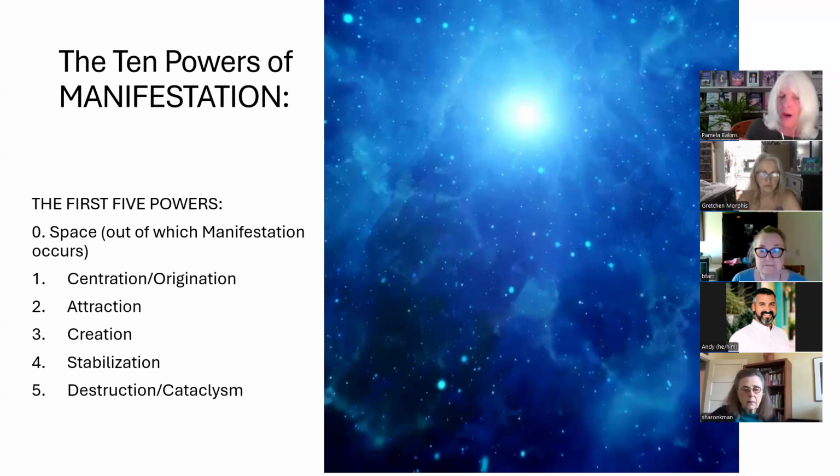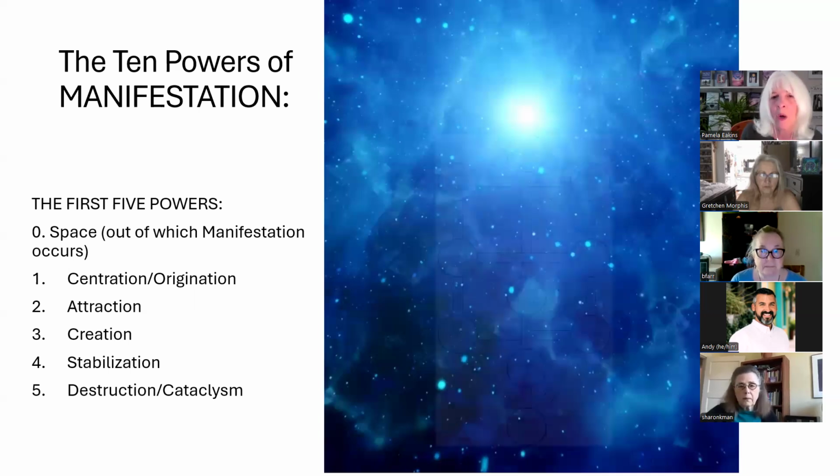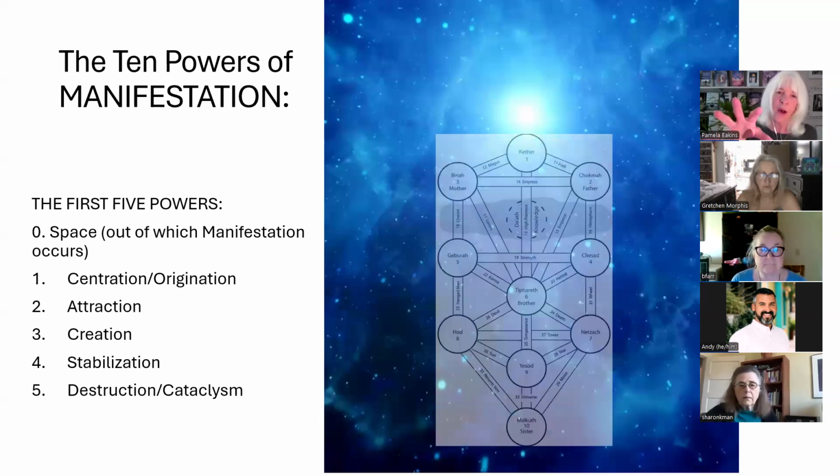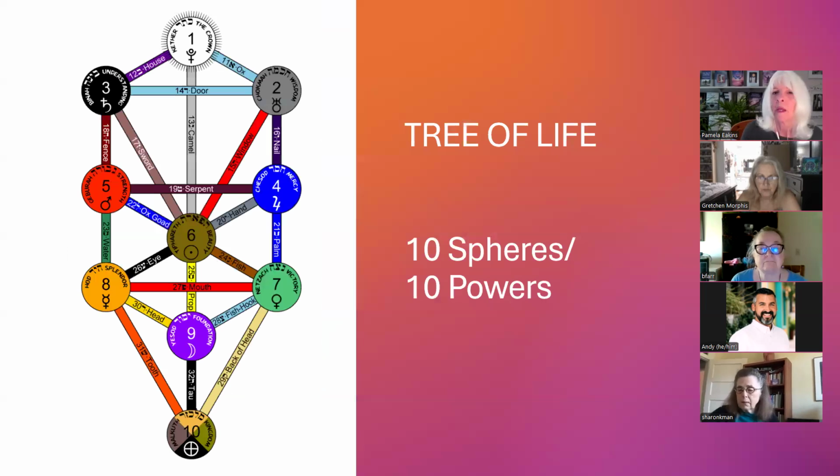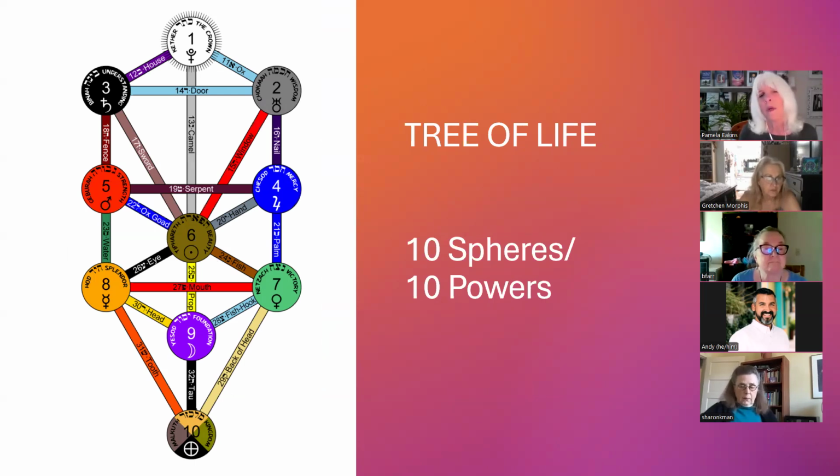So this month we're in 4, and the next month we go into 5. But the 4 and the 5 are totally interrelated with one another. So these are how the powers fit on the tree of life. Again, this is review. This is what we've been working with, this tree of life, and moving down the tree of life. The tree of life has 10 spheres or 10 powers.